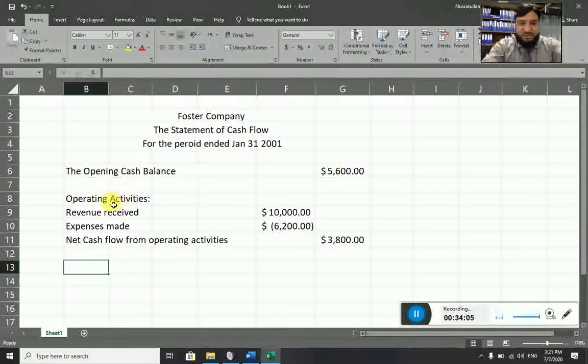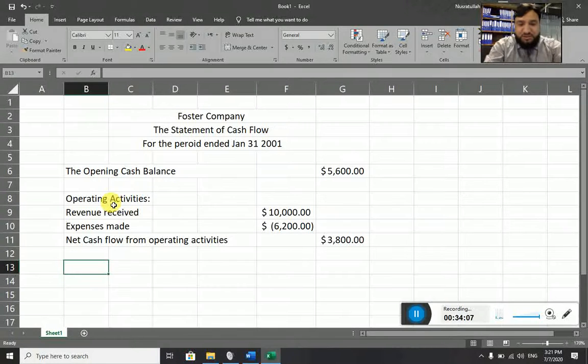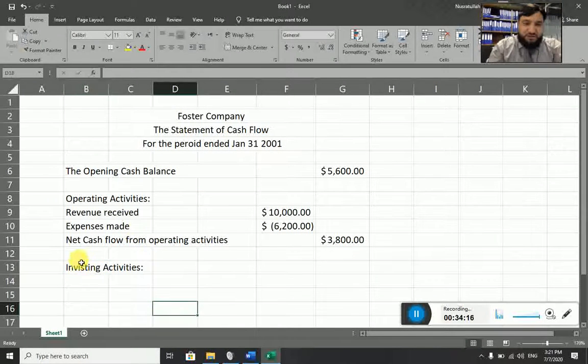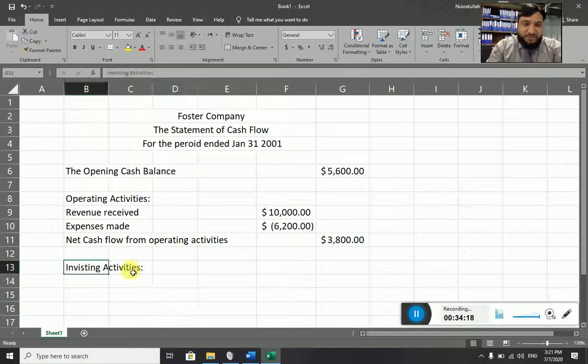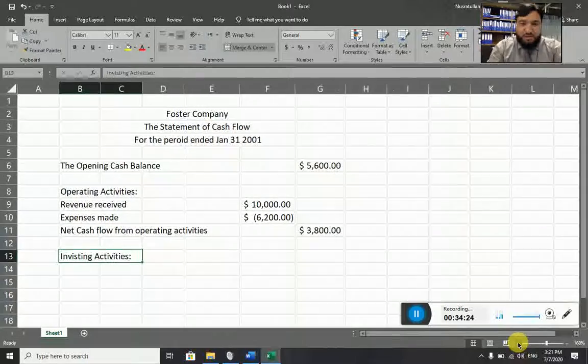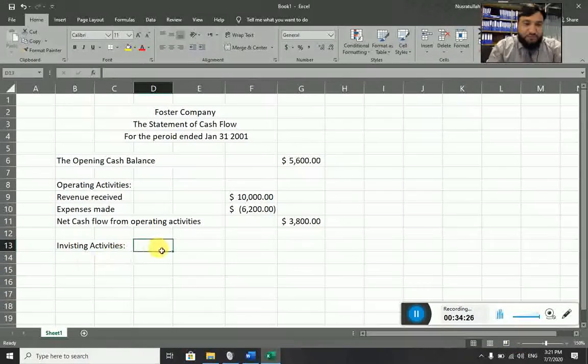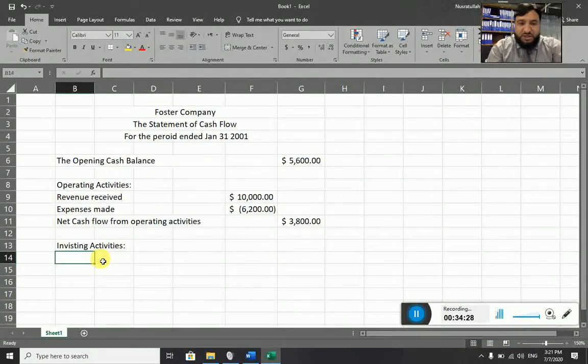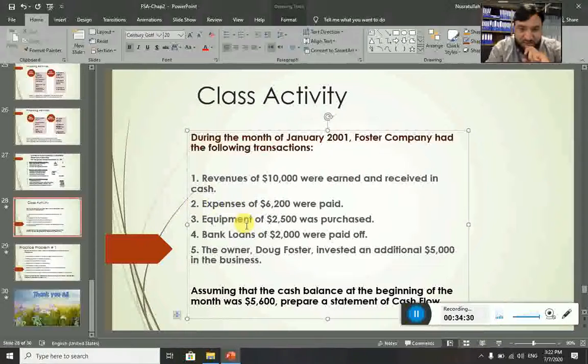Next we have investing activities. Let's do formatting for investing activity. All right. Now let's see what investing activities we have. There is a purchase of equipment only, that's an outflow and nothing else.